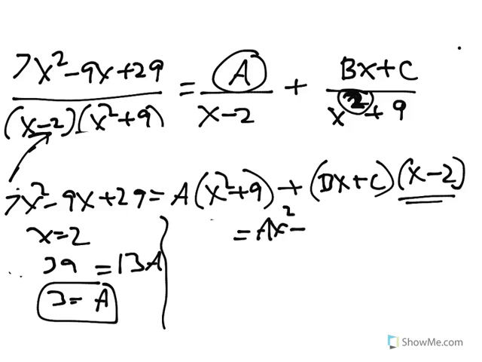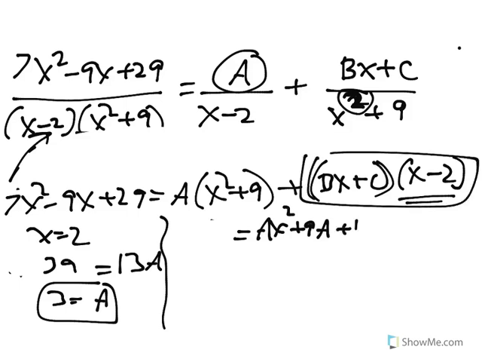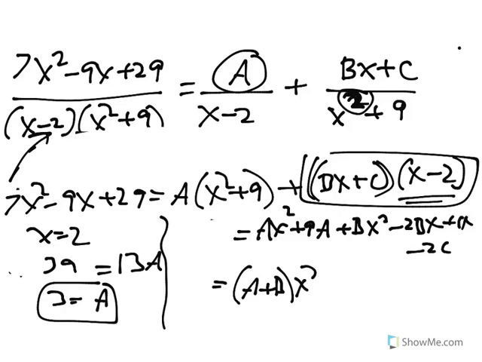This is ax squared plus 9a. This thing, this is why we need these parentheses here, because when you do FOIL, you get bx squared minus 2bx plus cx minus 2c. And when I combine the like terms, I get a plus b x squared plus, I'll just say c minus 2b x, and then plus 9a minus 2c.